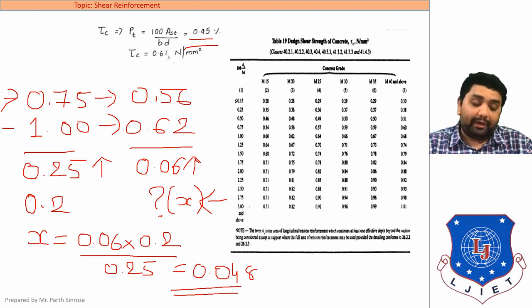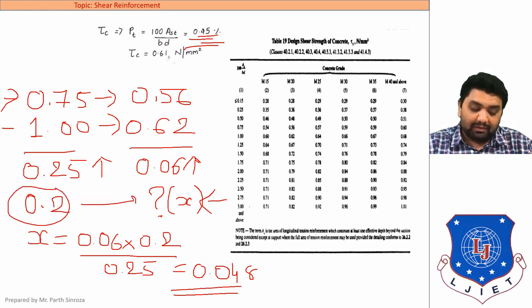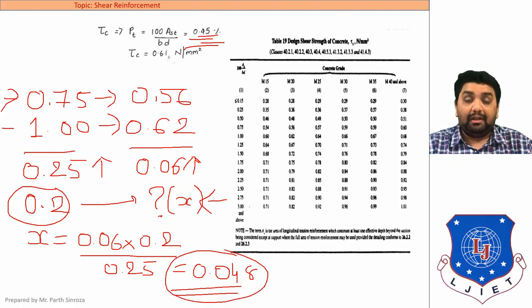Clear? Now how to identify this value, that is for 0.95. Here you can see that 0.95 falls between this range, that is between 0.75 and 1. Clear? So how much have we increased from 0.75 to reach 0.95? We have increased 0.2. Clear? And for 0.2 we are getting this value, that is 0.048.